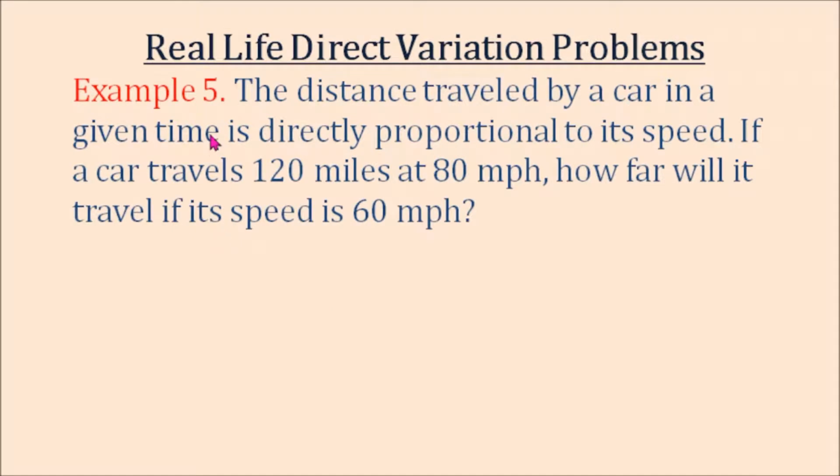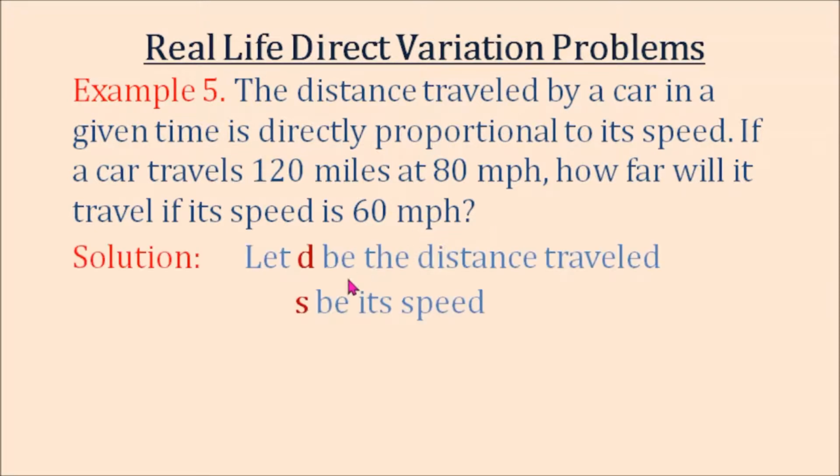The next thing that we are going to learn here is to solve real-life direct variation problems. Example number 5. The distance traveled by a car in a given time is directly proportional to its speed. If a car travels 120 miles at 80 miles per hour, how far will it travel if its speed is 60 miles per hour? So first, we will let d be the distance traveled, and then s be the car's speed.